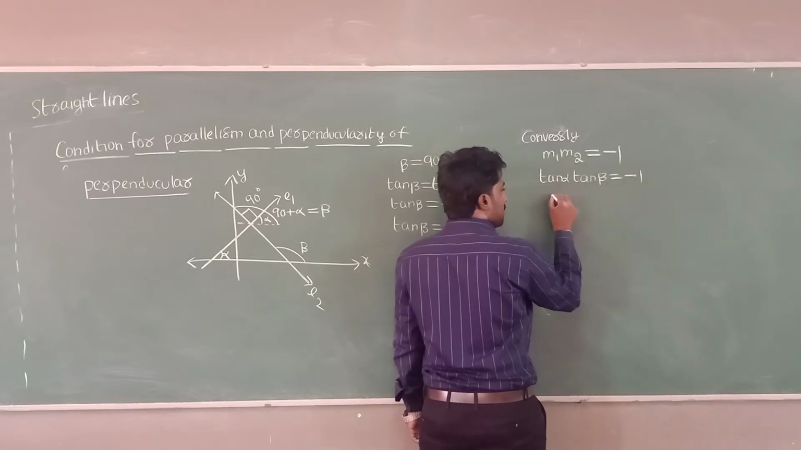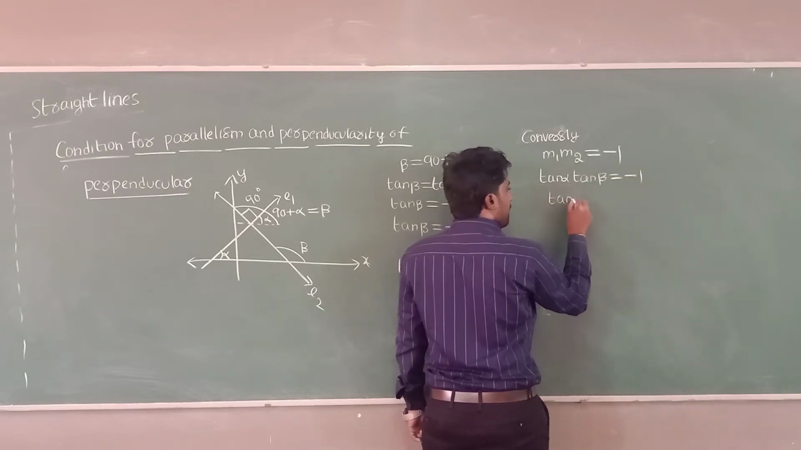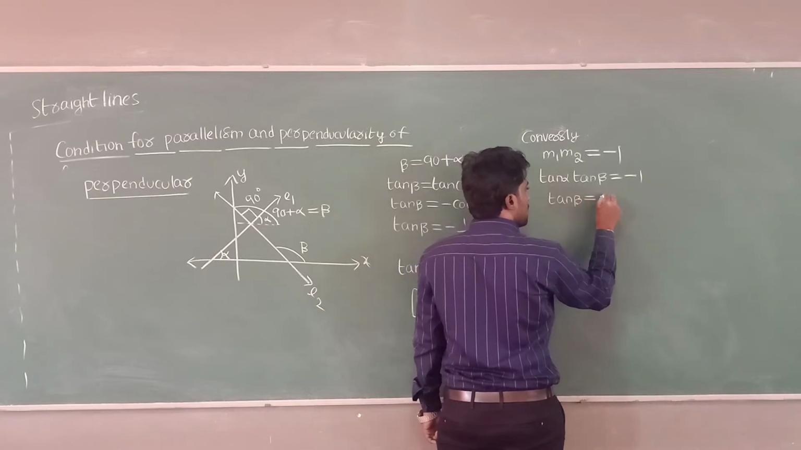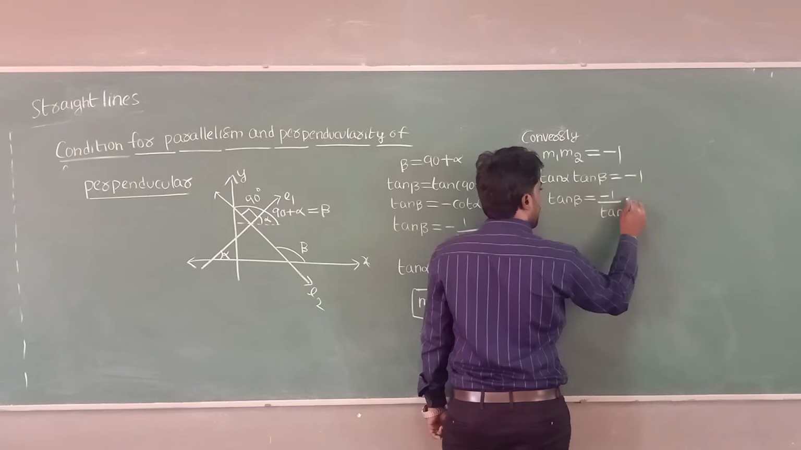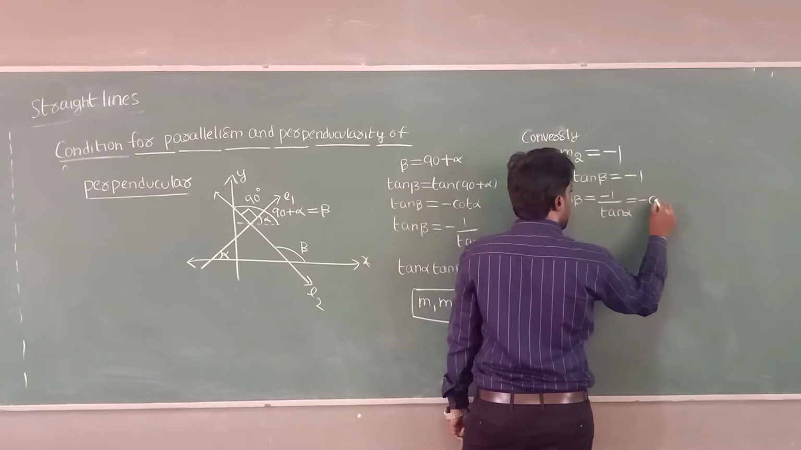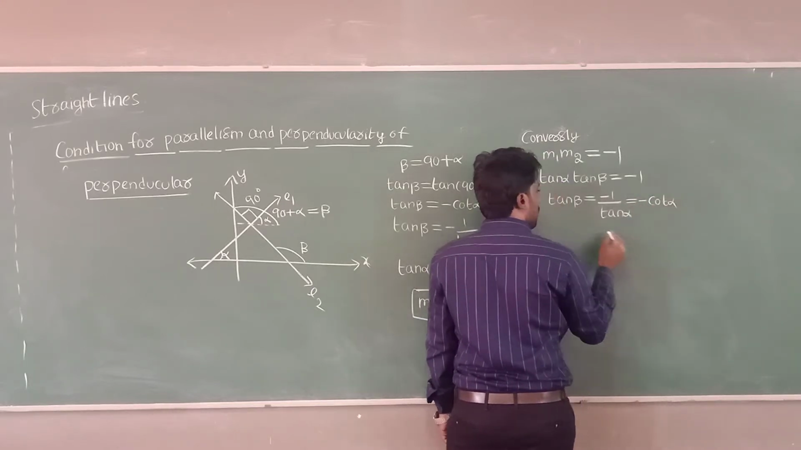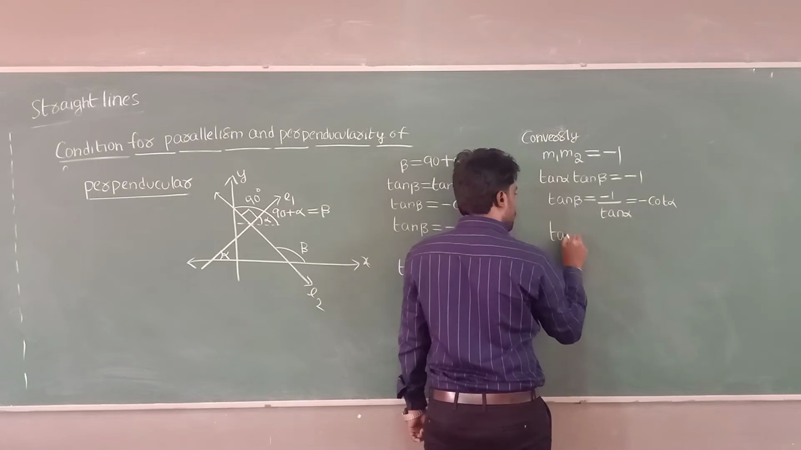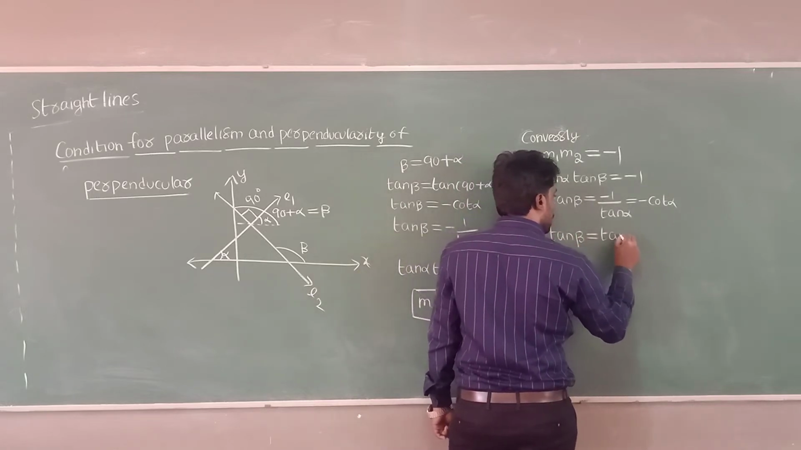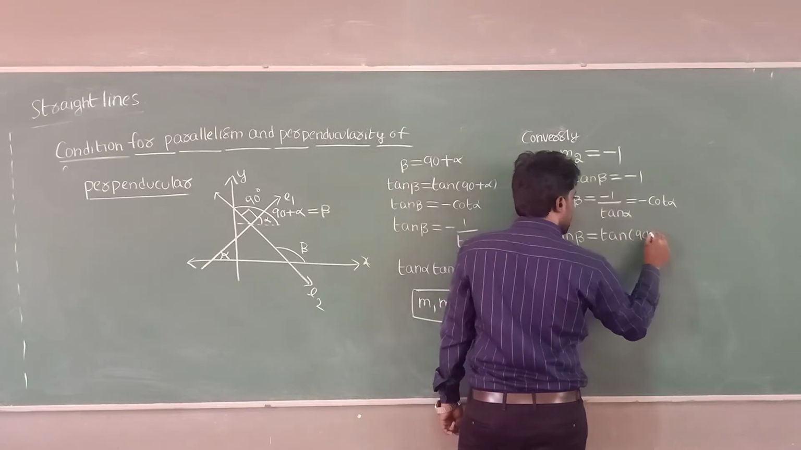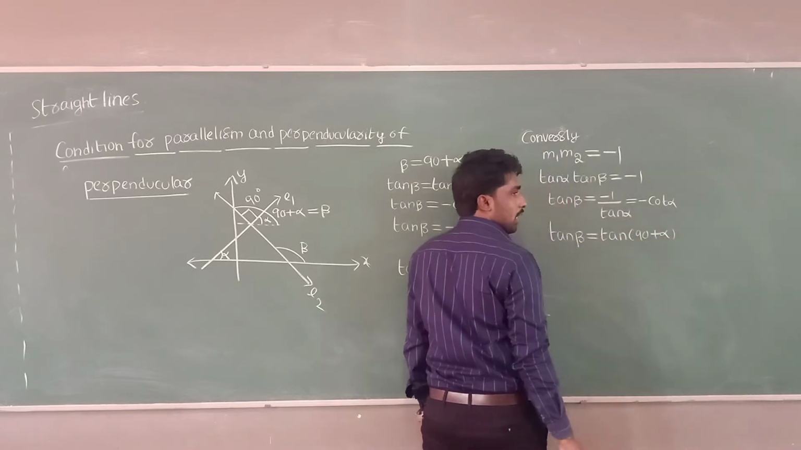If tan alpha comes this side, what am I getting? tan beta equal to minus 1 by tan alpha. Okay, 1 by tan alpha becomes what we will get? Minus cot alpha. So tan beta equals minus cot alpha, which I am writing like this: tan of 90 plus alpha. Is it clear, everyone?